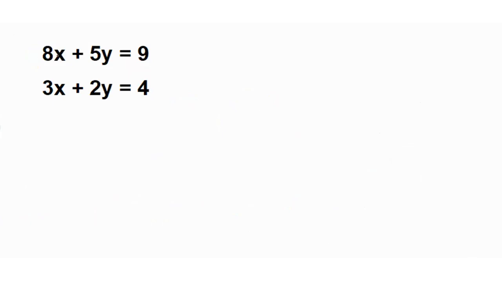Let's try another question. 8x plus 5y is 9 and 3x plus 2y is 4. You have to find x and y. This one I'll do by substitution method. So you can practice that also. Now here, second equation is easier term wise. So we'll try using this. We can find the value of y in terms of x. 2y will be equal to 4 minus 3x. y will be equal to (4 minus 3x) by 2.